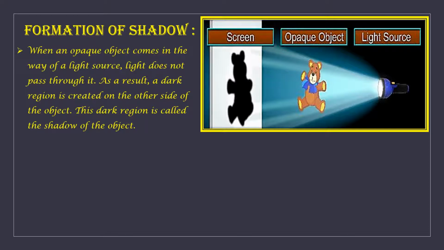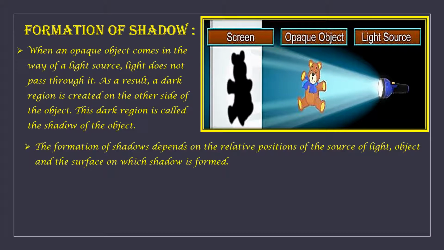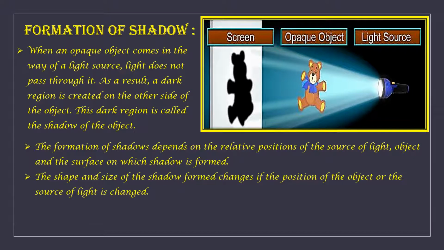And the formation of shadows depends on the relative positions of the source of light, object, and the surface on which shadow is formed. And the shape and size of the shadow formed changes if the position of the object or the source of light is changed.